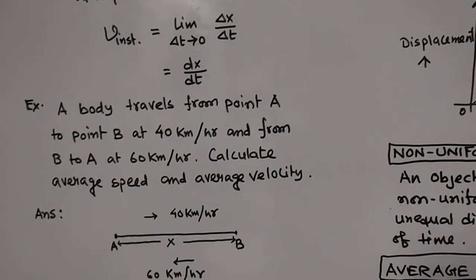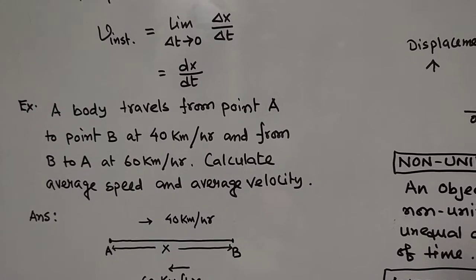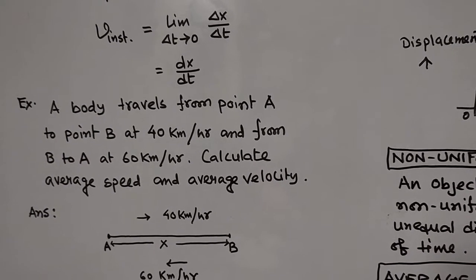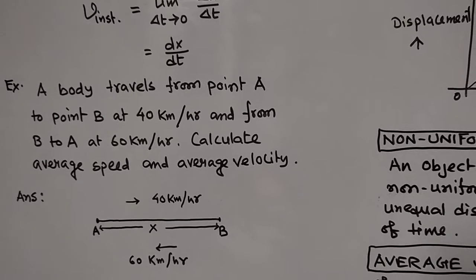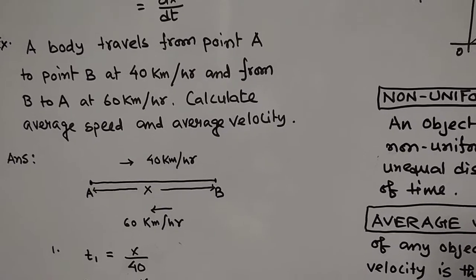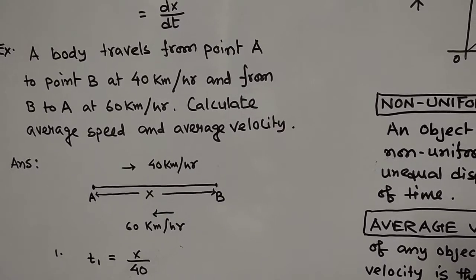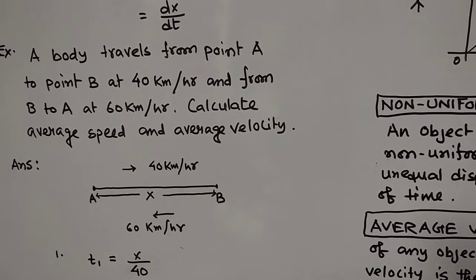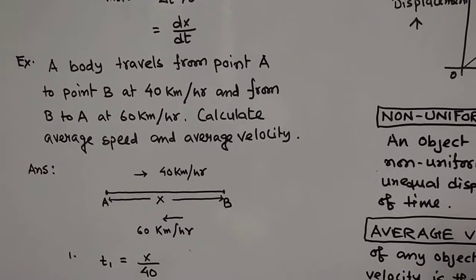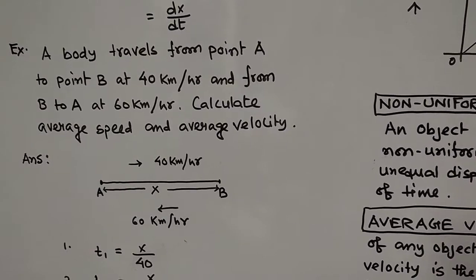So what is this numerical? Let me read it out. A body travels from point A to point B at 40 km per hour and from B to A at 60 km per hour. Calculate average speed and average velocity. Now you see, a simple diagram we have constructed. A and B are two different points. So from A to B, the speed is 40 km per hour as per the question, and from B to A, it is 60 km per hour.